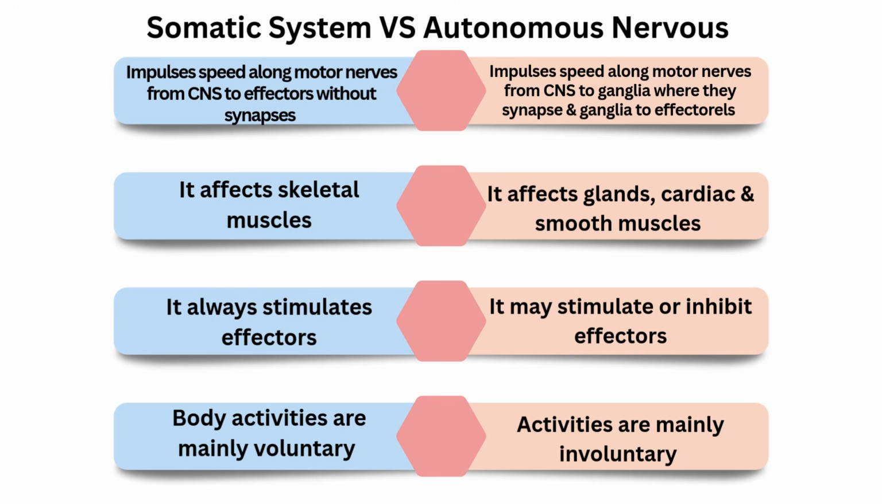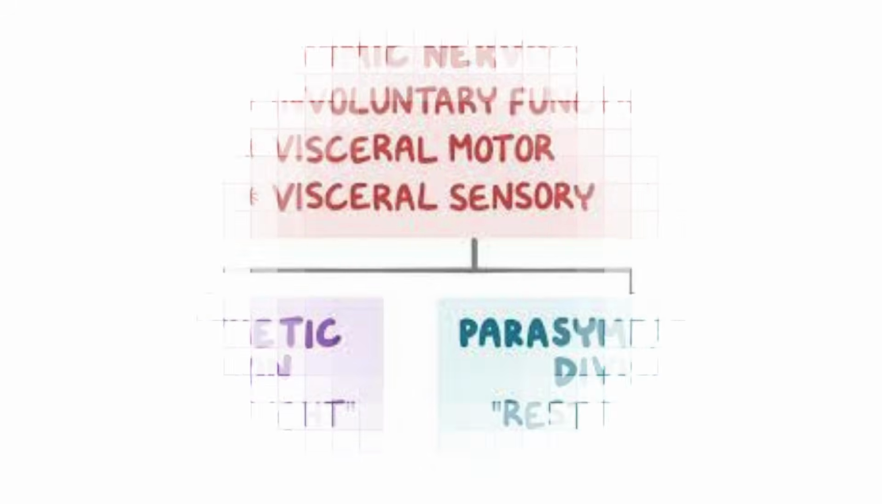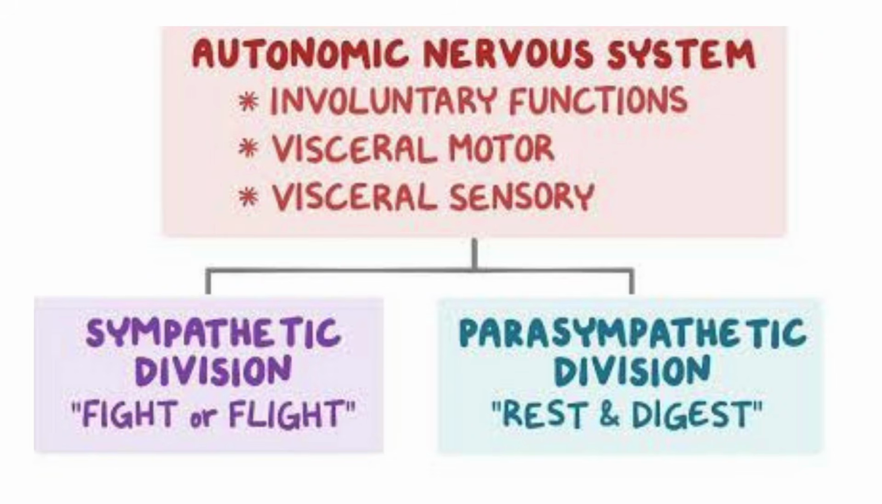It will interest you to know that the autonomic nervous system is further divided into two parts, mainly the sympathetic and parasympathetic nervous system.